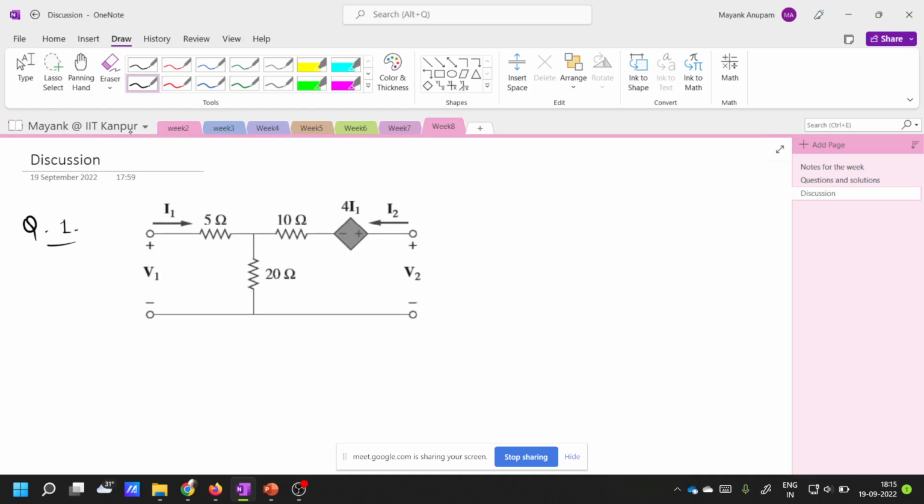Yeah, so the question is: find the Z22 of the circuit. Okay, so let's try and find it out.